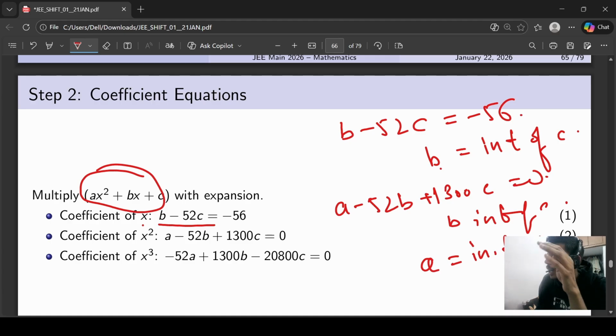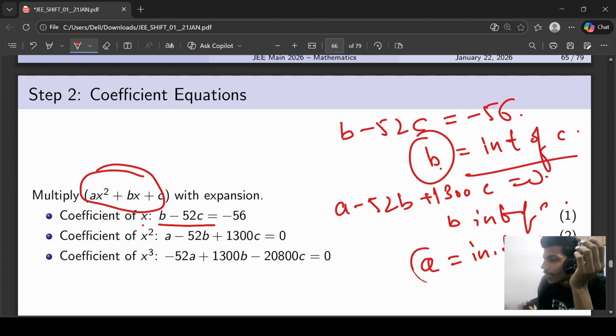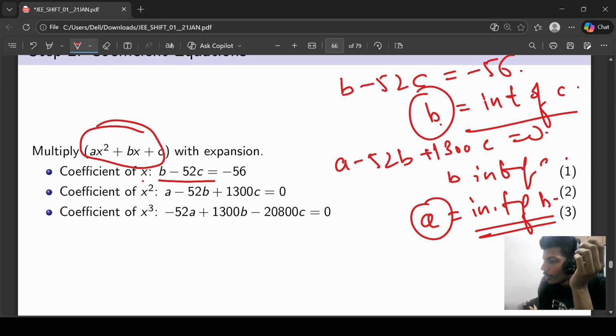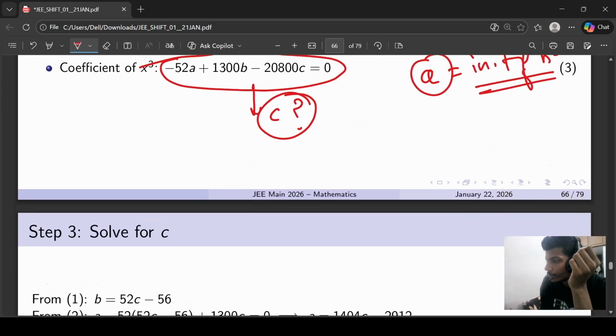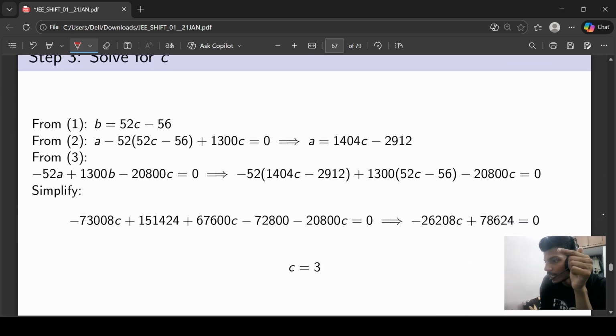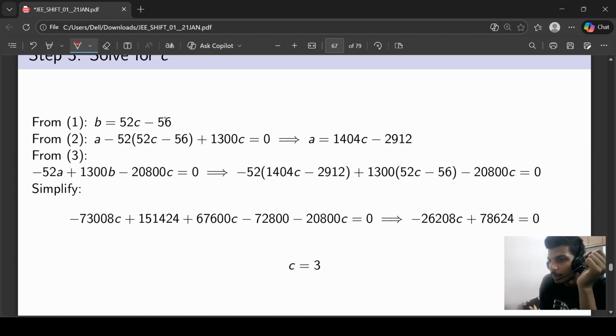Okay, so I get the value of b in terms of c, I get the value of a in terms of b. So I can simply put them all in this and I can get one of the values, right? Quite easy. Yeah, it is a bit calculative, guys, I agree with it.